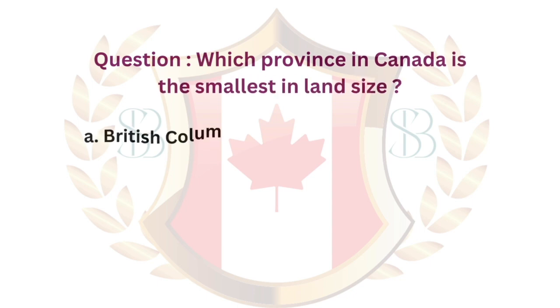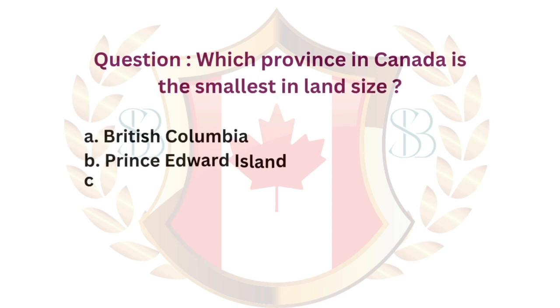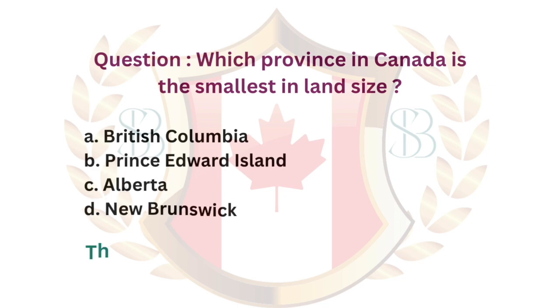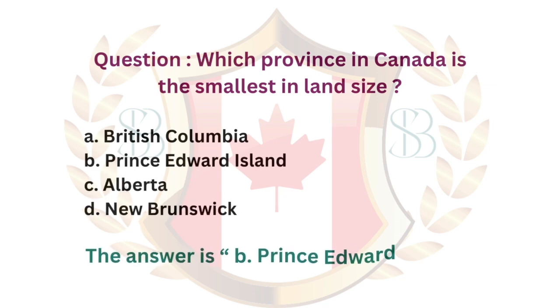Question: which province in Canada is the smallest in land size? A. British Columbia. B. Prince Edward Island. C. Alberta. D. New Brunswick. The answer is B. Prince Edward Island.